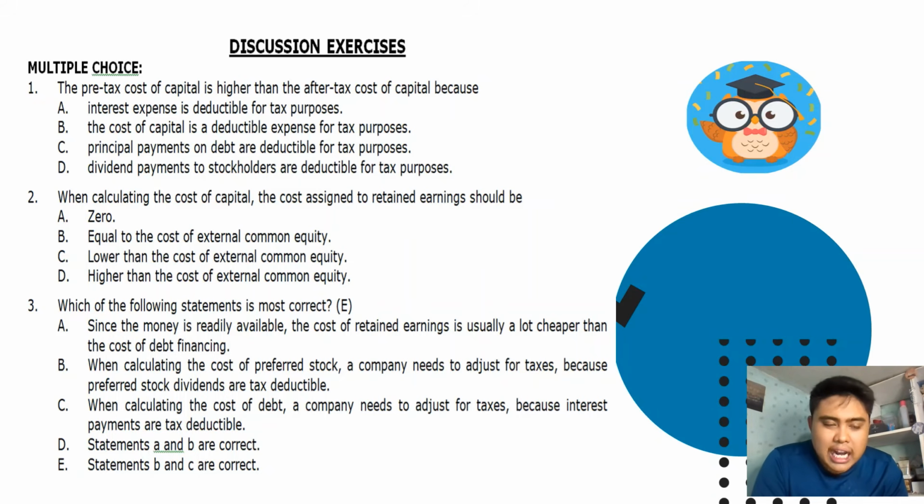Letter B, when calculating the cost of debt, a company needs to adjust for taxes. Dun palang mali na. Ang may tax implication o ang merong tax adjustment is not cost of preferred stock, not cost of RE, not cost of external common equity, but cost of long-term debt. Kasi paulit-ulit na ako, para akong plaka, ang may tax implication ay interest expense. Kaya the correct answer for number 3 is letter C. When calculating the cost of debt, the company needs to adjust for taxes because interest payments are tax deductible. Totally true. Okay, so the answer for number 3 is again letter C.